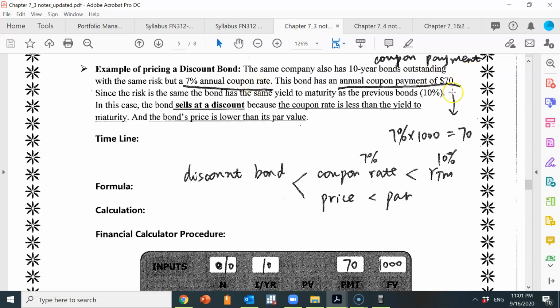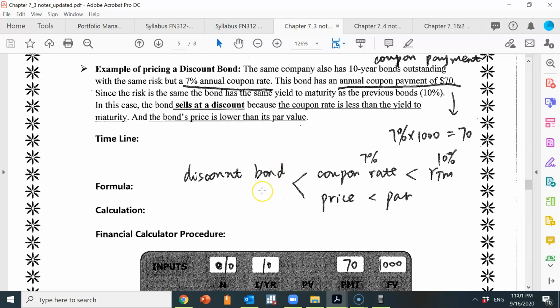So our coupon payment becomes 70, which is 7% multiplied by 1,000. So we only have 70. Same risk, same yield to maturity. Our interest rate is still 10%. But we say this bond sells at a discount because the coupon rate is less than the yield to maturity. The bond price will be lower than its par value.